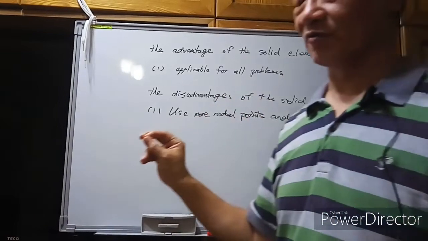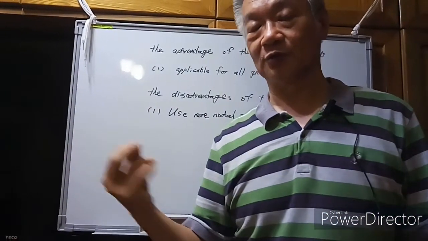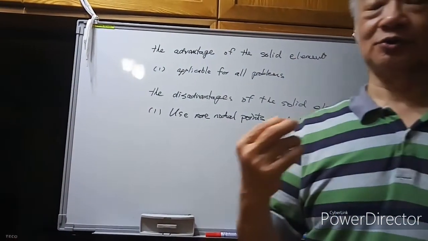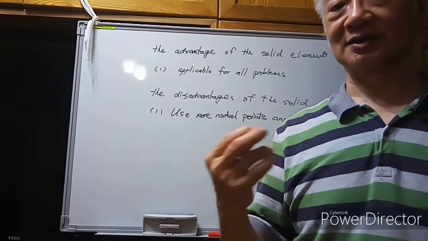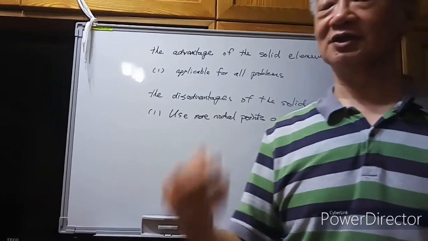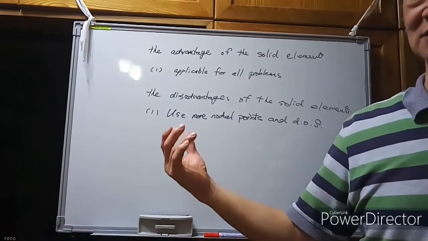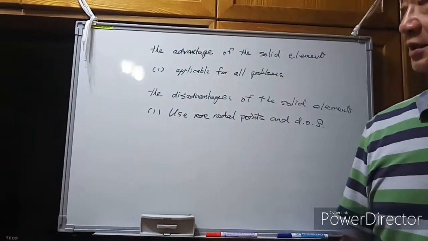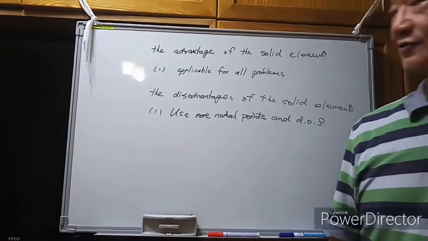So the number of degrees of freedom and the number of nodal points also means we need to take a lot of calculation time to finish the solution for the problems. Okay, so that's the first thing.